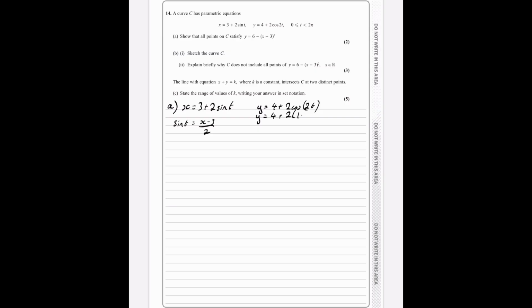And then using the trig identity, cos of 2t equals 1 minus 2 sine squared t. I'm using that one because I know I have an expression for sine t in terms of x. I could have used the other double angle formula for cos of 2t, but it would have taken longer to reach something sensible. So replacing cos 2t with 1 minus 2 sine squared t, and then substituting the sine t for (x minus 3) over 2, we now have a Cartesian equation for our curve, and we just need to tidy this up now.